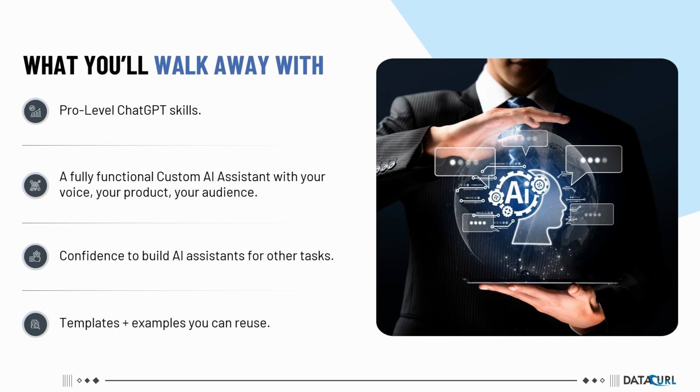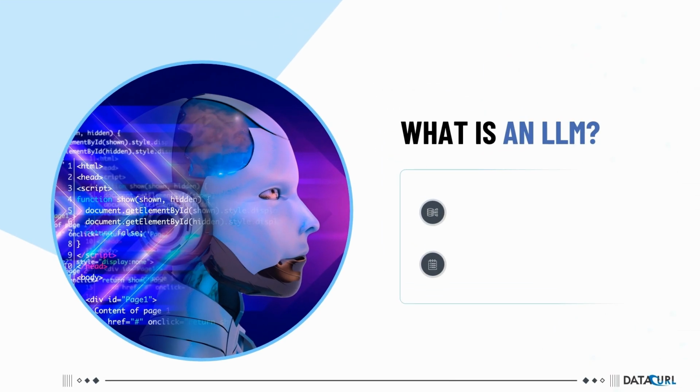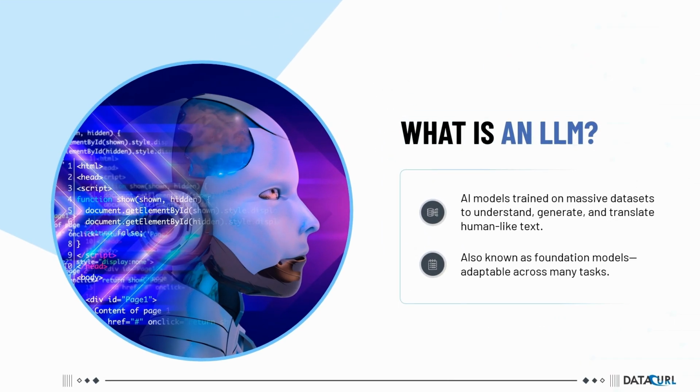One of the topics you'll need to be aware of is the term LLM, or large language model. This is an AI model that's been trained on massive data sets to understand, generate, and translate human-like text. These are also known as foundational models, and they're adaptable across many tasks. They can often do a wide variety of things, but lack the depth to do anything wonderfully.